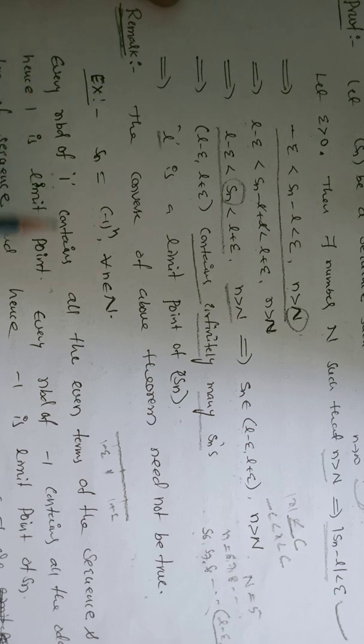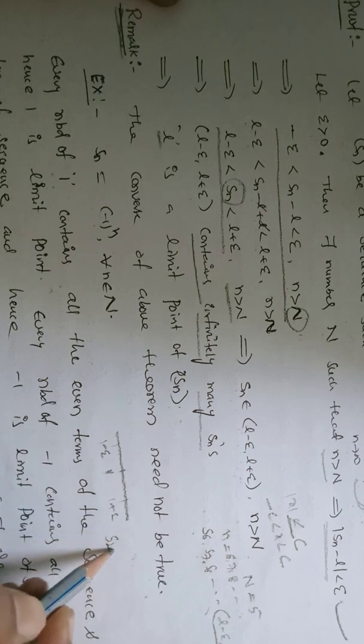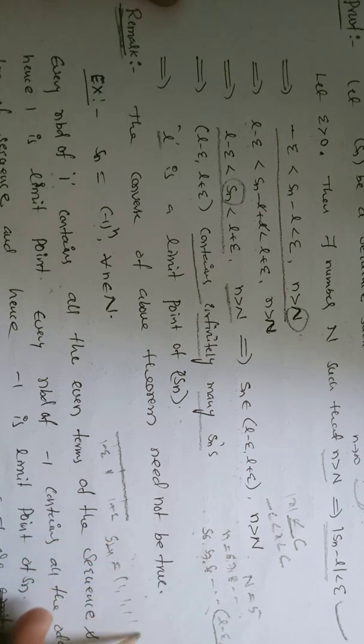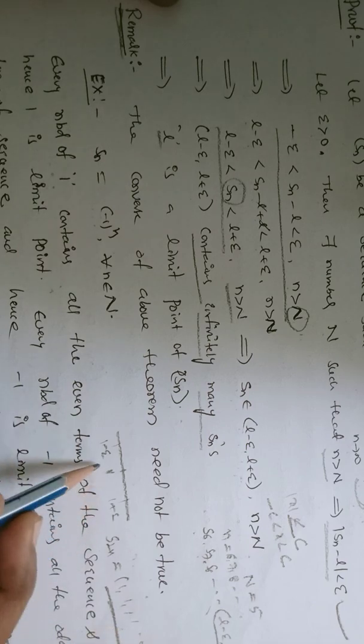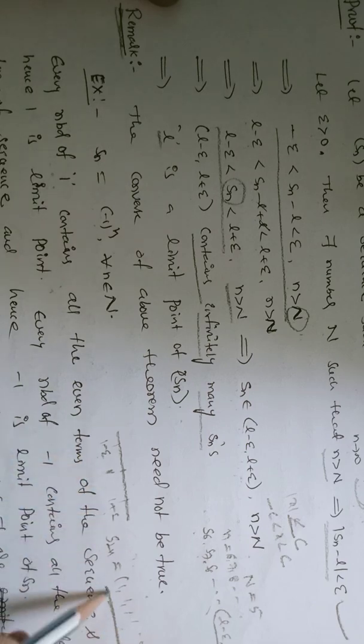So the neighborhood of 1 contains all the even terms of the sequence. What are the even terms of the sequence? Sn equals 1, 1, 1. Even terms of the sequence. So this 1 belongs to this interval, 1 minus epsilon, 1 plus epsilon. And hence 1 is the limit point.